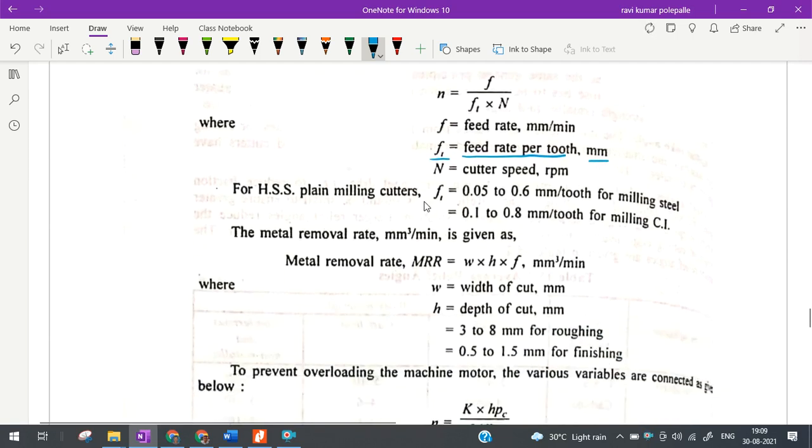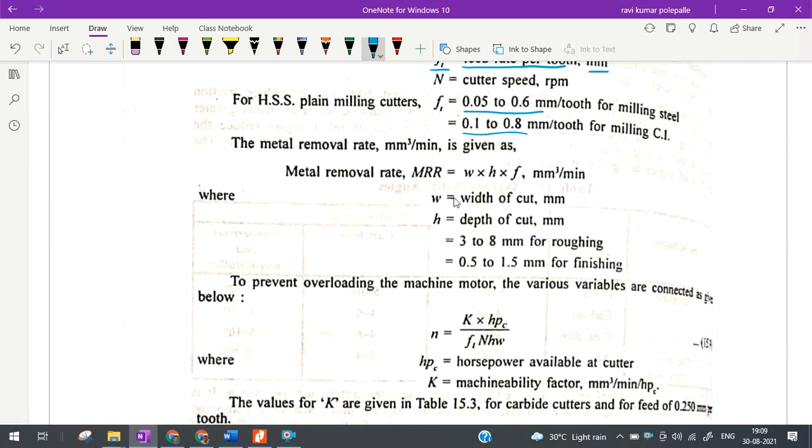For plain milling cutters, generally 0.05 to 0.6 mm per tooth is often taken. Of course, depending upon the type of material, we do more feed. If it is a relatively soft or convenient material, we take it as high as even 0.8 mm per tooth. Using this, we can calculate the number of teeth. Next, material removal rate, MRR.